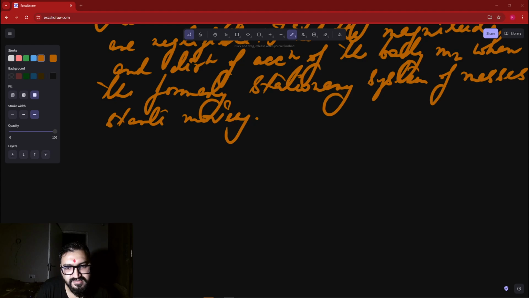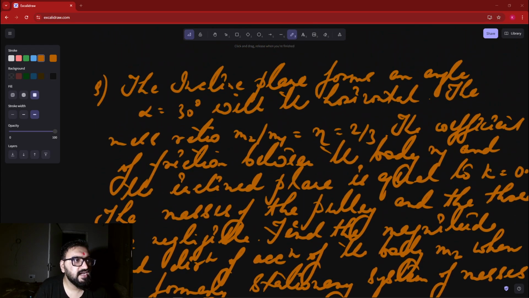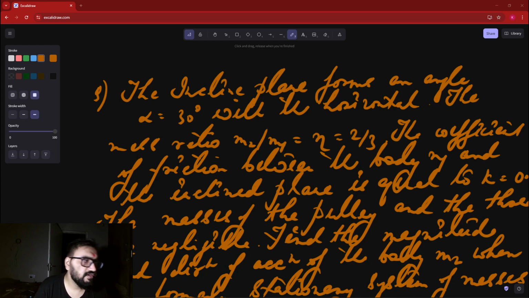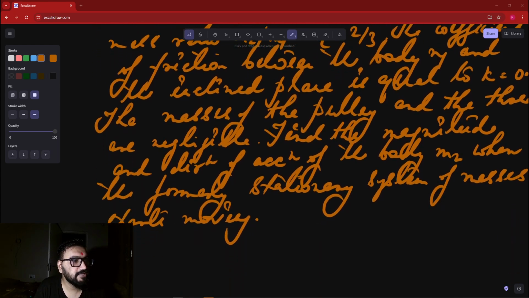As in the previous class, I have already written down the question, so I'll just read it out and explain it to you simultaneously. So in the first problem, it has been said that there is an inclined plane which forms an angle alpha equal to 30 degree with the horizontal. So let me draw the inclined plane first.